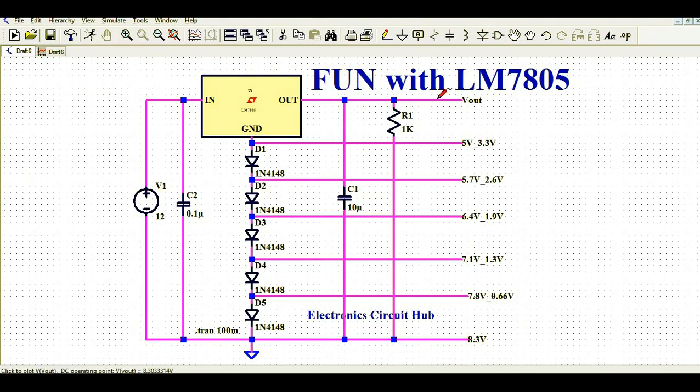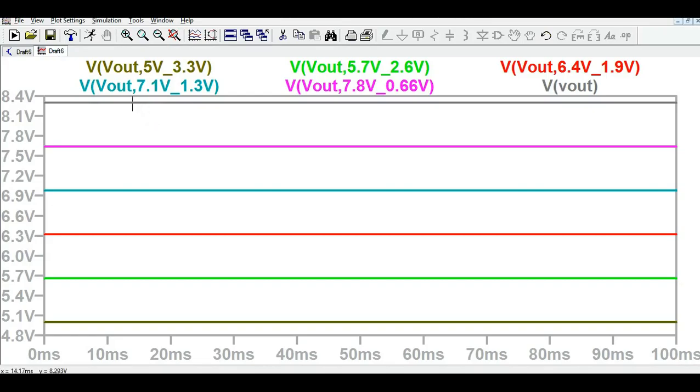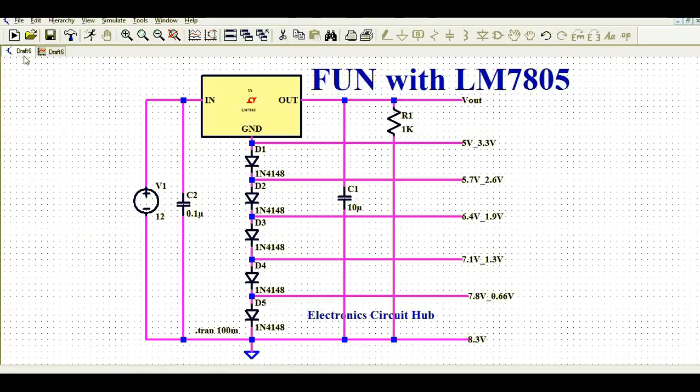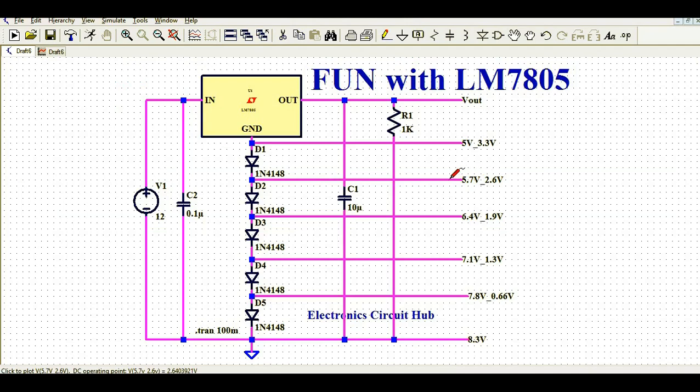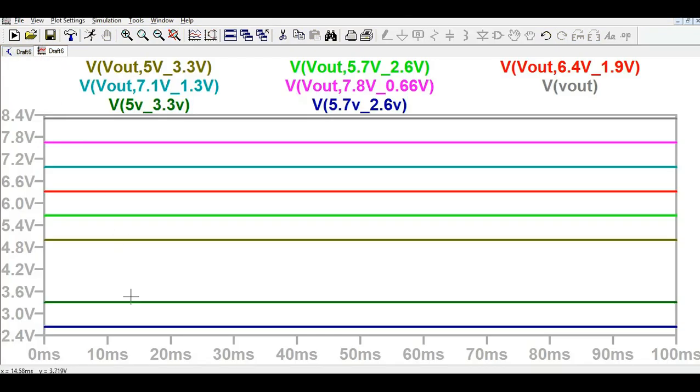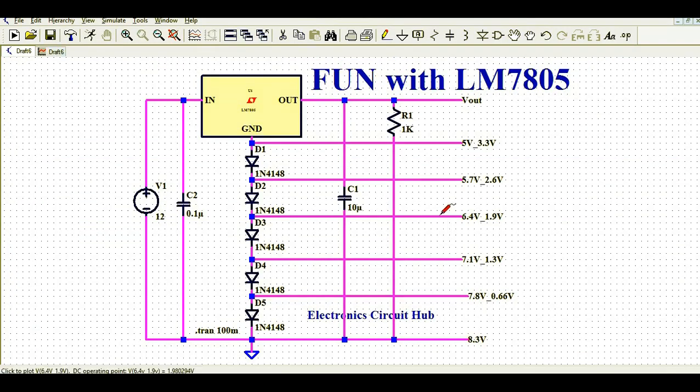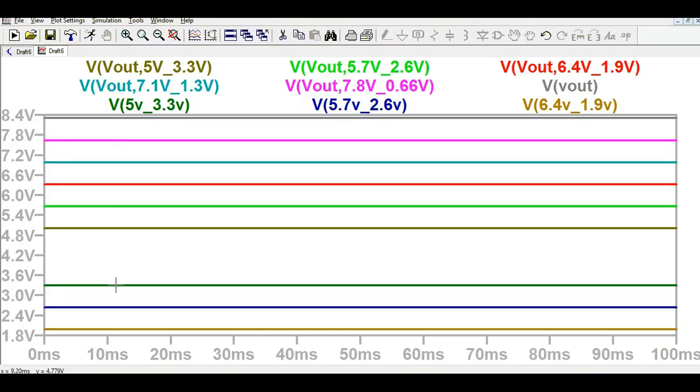And at last I'm gonna see the output which is going to be 8.3. Now if you look at my output, it is 8.3. Then let us look at the output 3.3. Now if you look down, I got 3.3 here as well. Now I'm gonna get the 2.6. I'm gonna get 2.6 here. If you look here, now again I'm gonna get 1.9. Okay, clearly you see.